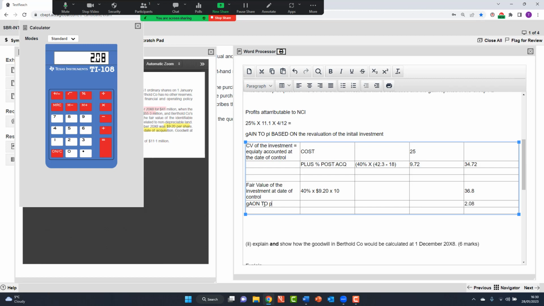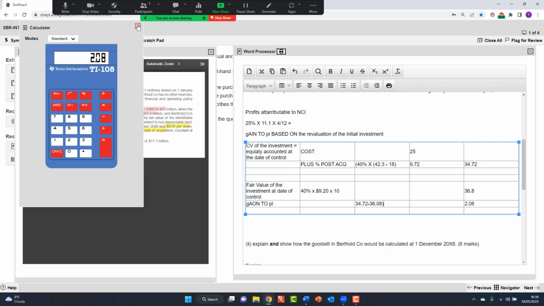But I think we've said that already. How do we get that gain? We got that gain as being the difference between 34.72 minus 36.08. I have to move on, because I now have spent my allocated time on this question. Nearly half an hour has lapsed.